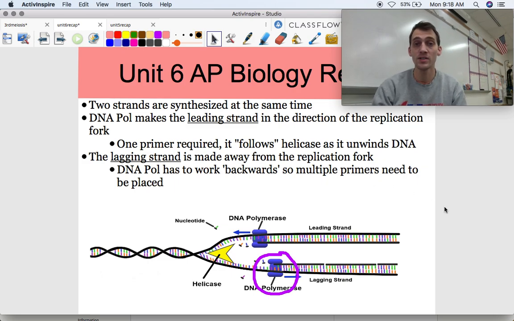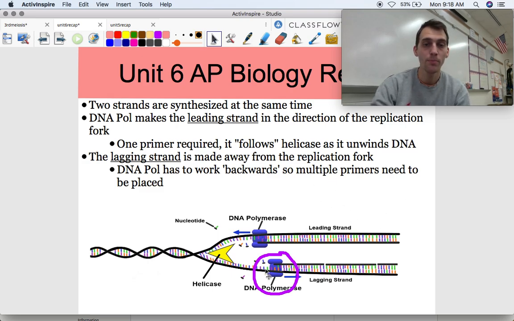And these two strands are synthesized at the same time. And I said, the leading strand, in the replication fork, just kind of follows helicase down, but the other one has to go in the opposite direction because 5' to 3' is the only direction that DNA polymerase can work in. It has to work backwards, so multiple primers are needed, right?